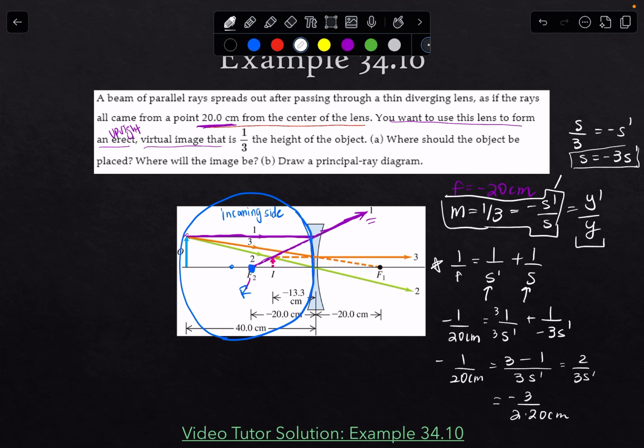That's 1 over s prime technically. Let's just do it in baby steps, right? Yeah, so 1 over s prime, we bring the 3 on top, 2 on the bottom, times 20. Okay, great. That comes out to be negative 3 over 40. And then we invert that to get s prime, and s prime is going to end up being negative 1 over that, 13.33.